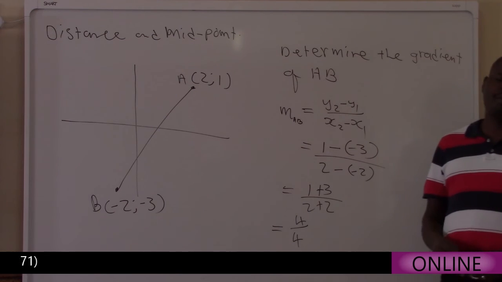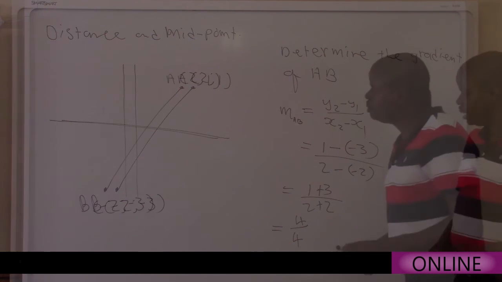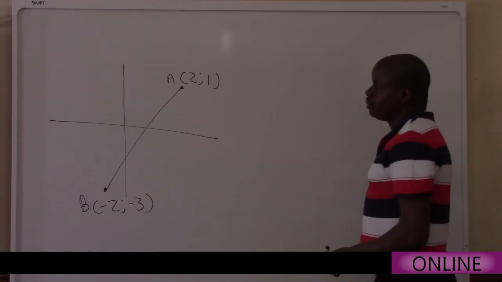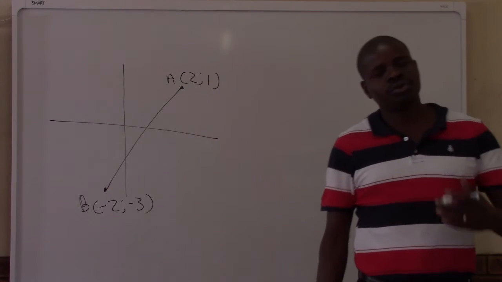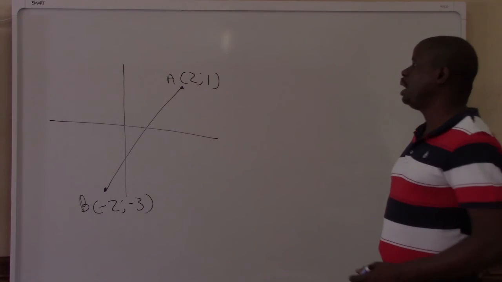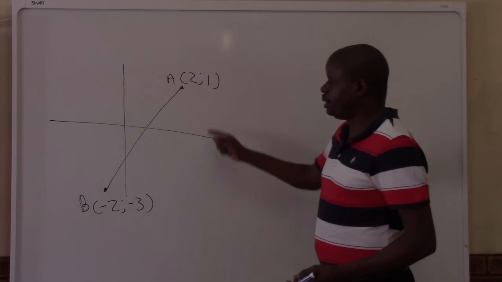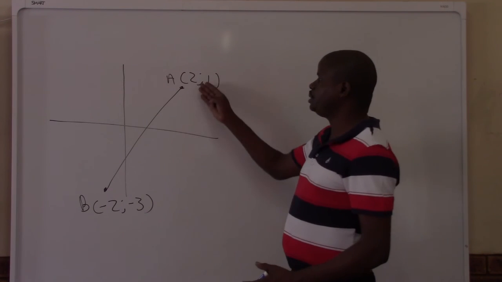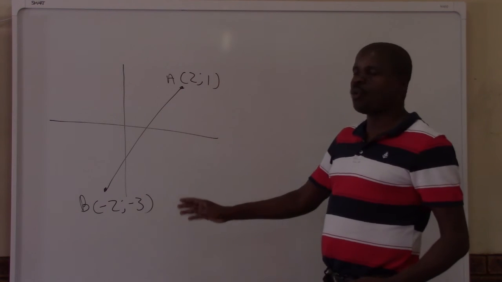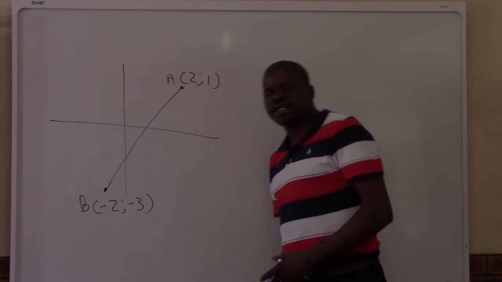And 4 divided by 4 equals 1. Now, we can take a look at the equation of this line. How do we calculate the equation of that line? When the question comes, you may find that they've given an equation and want you to find maybe one of the coordinates or one of the values of the coordinates here.